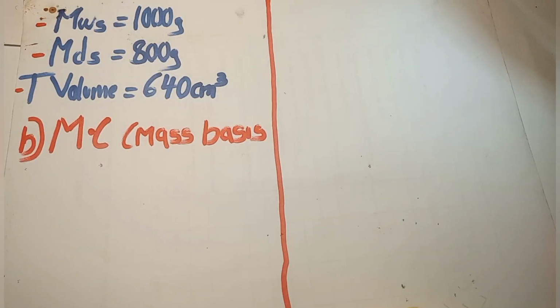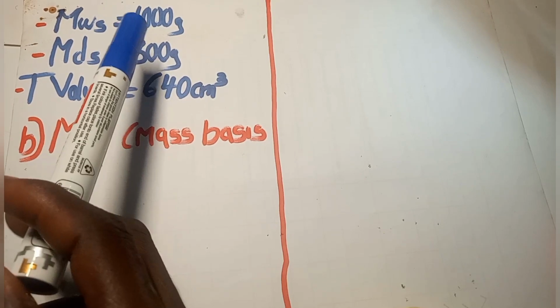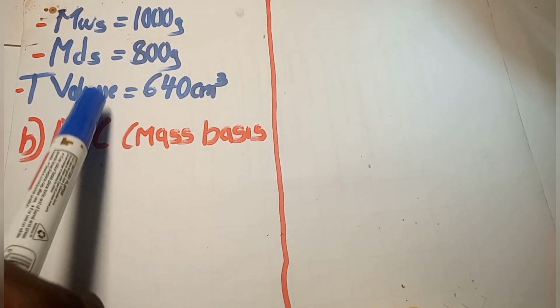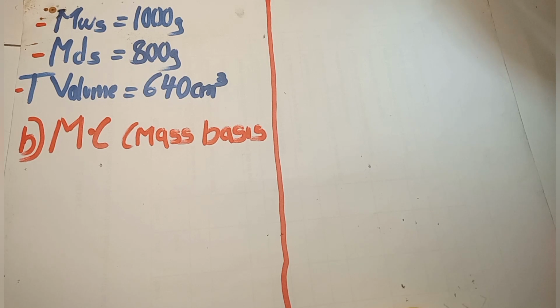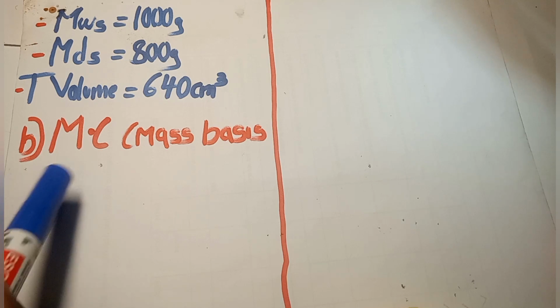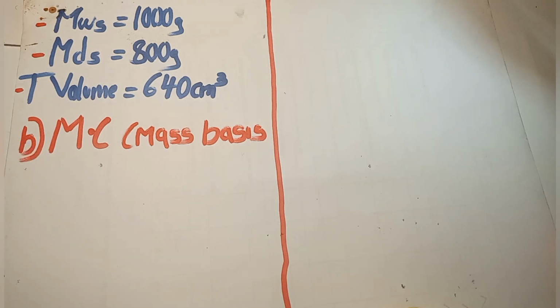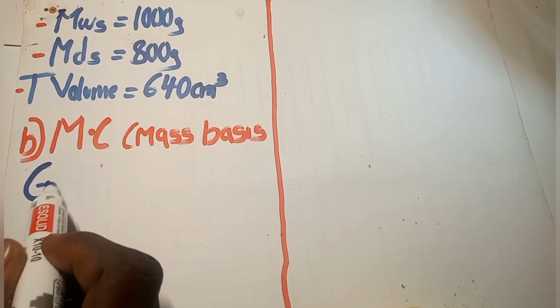Now, I want to calculate the moisture content on mass basis. I have my parameters here. If you didn't know how I got all this unit conversion, you can proceed back to watch the video on this channel. So now let's go on. Calculate the moisture content on mass basis. Don't forget, the moisture content on mass basis is also known as what? Gravimetrical moisture content. That is, we are calculating the moisture content gravimetrically. Let me represent it as GMC.